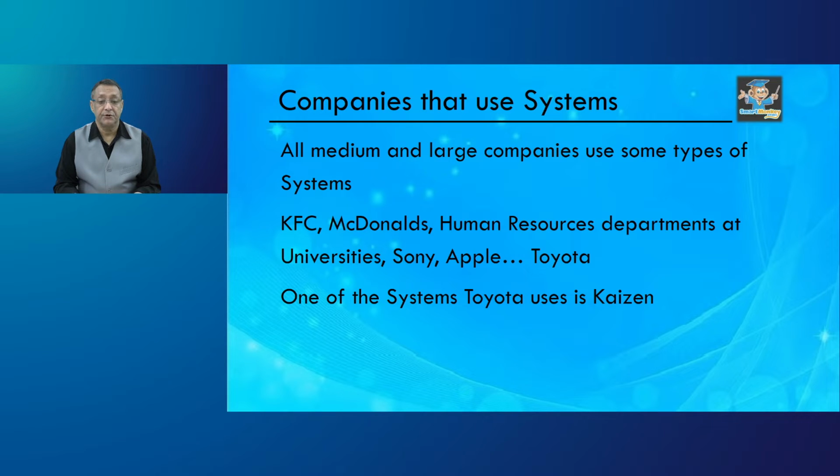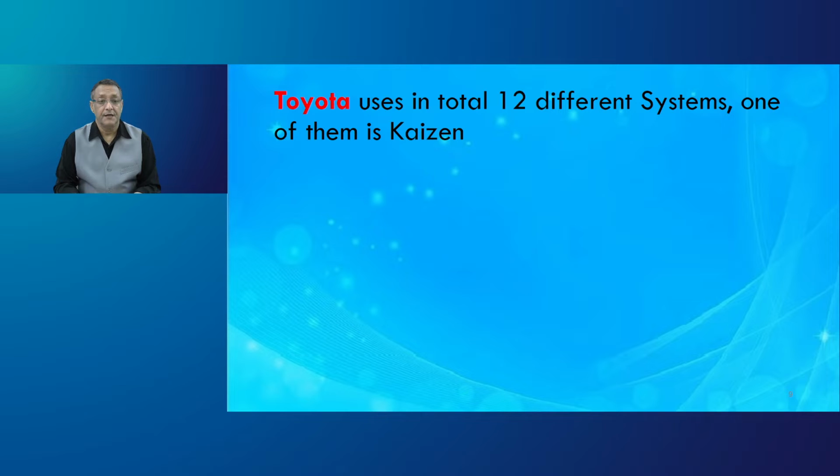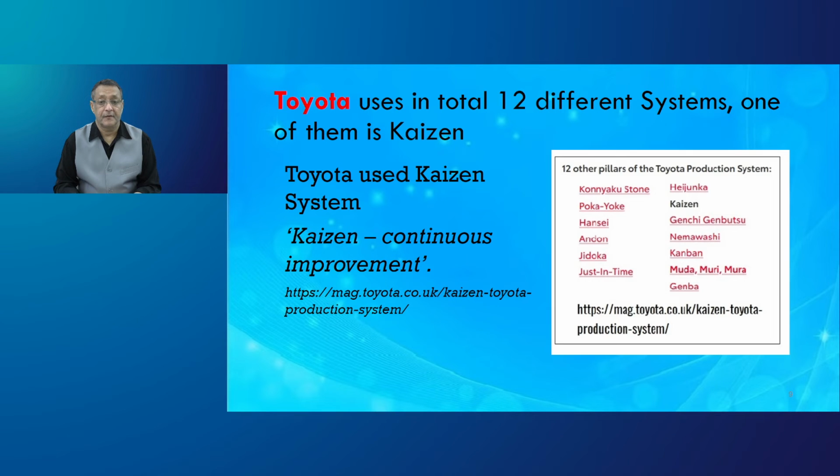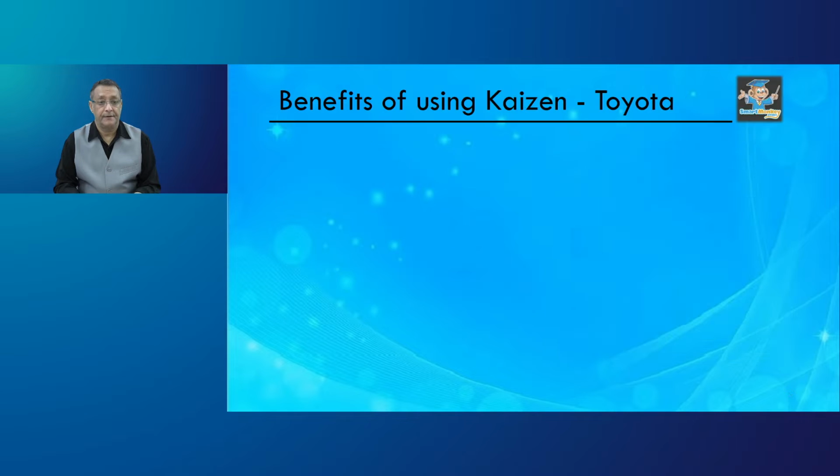One of the systems that Toyota uses is Kaizen. Kaizen stands for continuous improvement in English. Toyota uses in total 12 different systems, and one of them is Kaizen. So this presentation is not about focusing on a particular system, but broadly understanding what systems are. So let's look at the benefits of using Kaizen for Toyota.